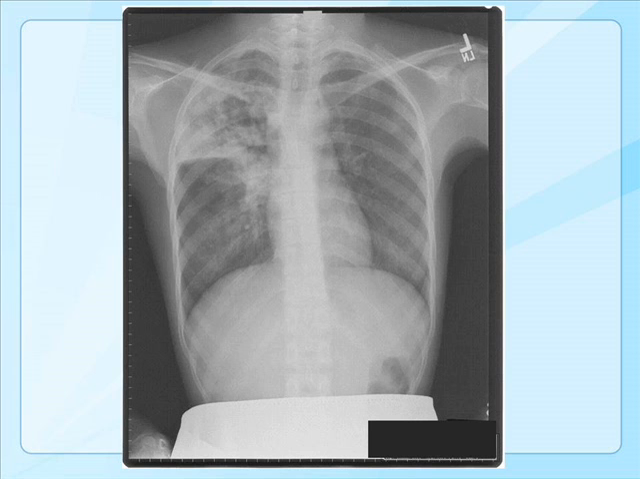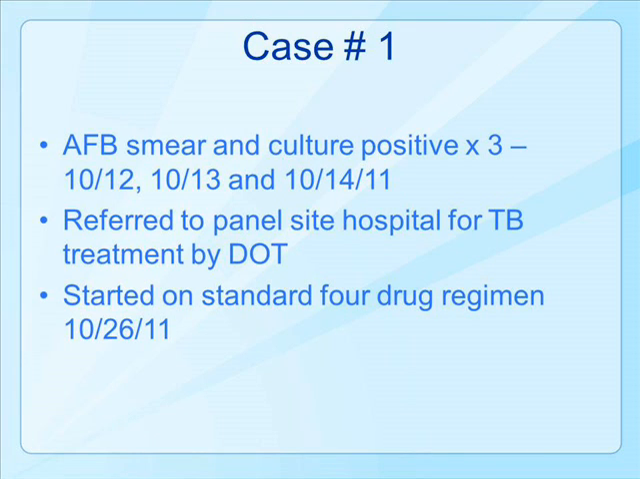Here's her chest x-ray, and as you can see, she has significant right upper lobe disease, possibly cavitary infiltrates, possibly a right lower lobe infiltrate as well. So a chest X-ray that's pretty much consistent with TB. She had 3 AFB smears and cultures that were positive on October 12th, 13th, and 14th of 2011, and was referred to the panel site hospital for TB treatment by directly observed therapy. So she was an immigrant visa applicant, and it was the panel site physician that consulted the Regional Training and Medical Consultation Center. She was started by the treating physician in Vietnam on a standard 4-drug regimen per our standards.